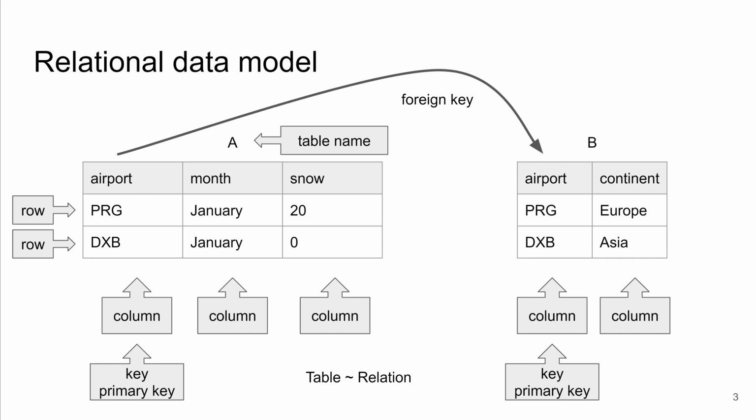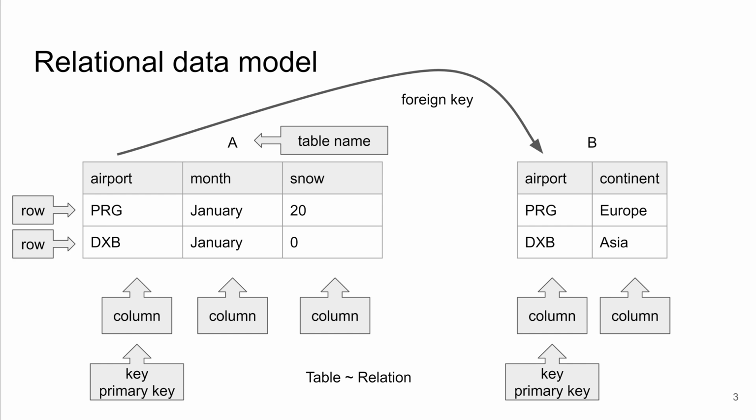So when we talk about a relational data model, we talk about tables, columns, rows, tables having names, and columns from one table referencing records or rows from another table. For instance, here we have two tables or relations concerning airports. In table A, we have two rows. On the first row, we have the Prague airport, and we say that in January there was, let's say, 20 centimeters of snow, and the second row in Dubai, in January there was no snow.